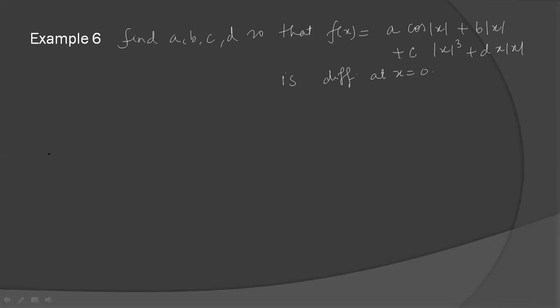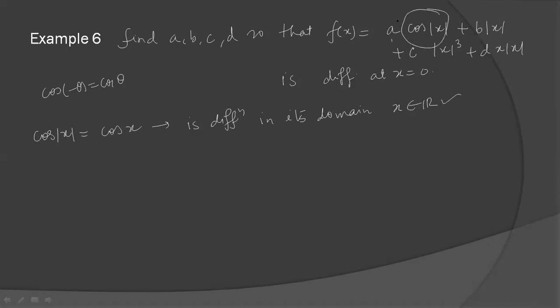See, I am seeing one function at a time. Cos mod x is cos x because cos of minus theta is cos theta. It is a trigonometric function, differentiable in its domain. And what is the domain of this? Any real number. So cos x is differentiable for any value. It means this is a differentiable function. So we have no problem with a. It means a can be any real number, because cos mod x is differentiable.